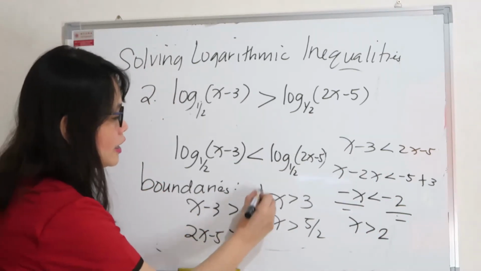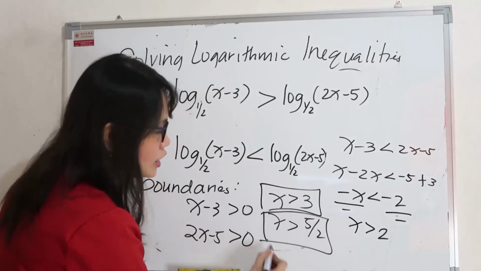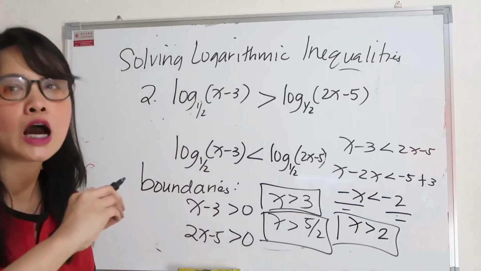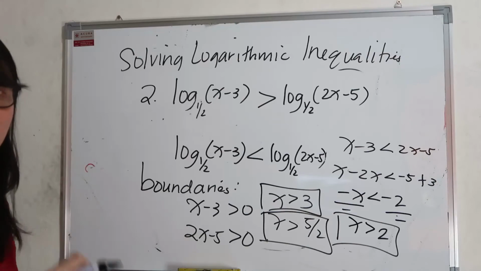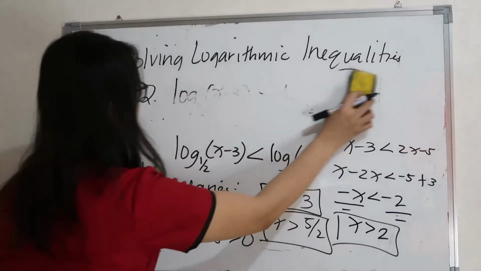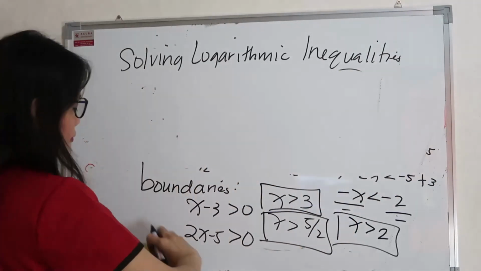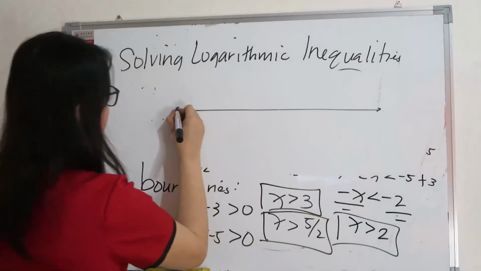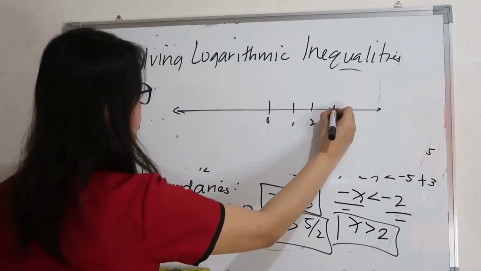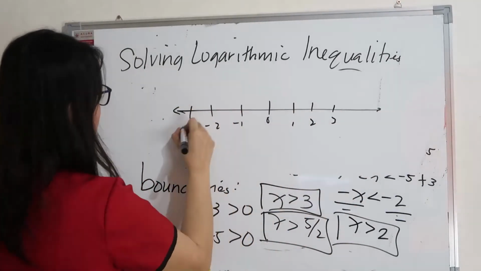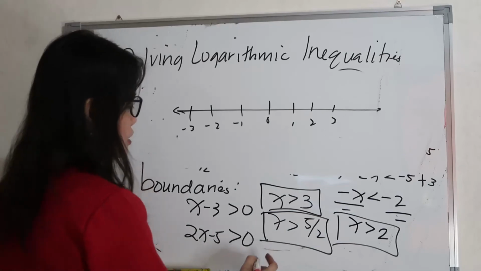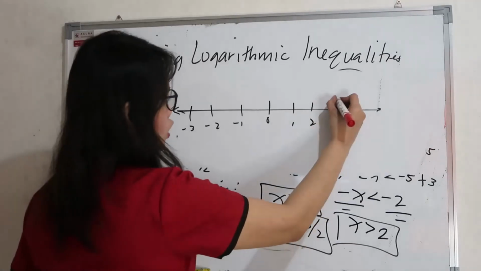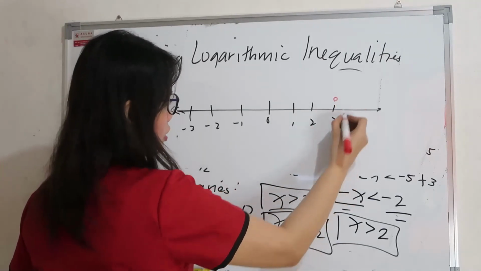Now, since we already have 3 answers, your boundaries and your final answer, you can identify the solution set using the number line. So we have 0, 1, 2, 3, negative 1, negative 2, negative 3, and then you plot it. x is greater than 3, so this will be an open circle going to 3.